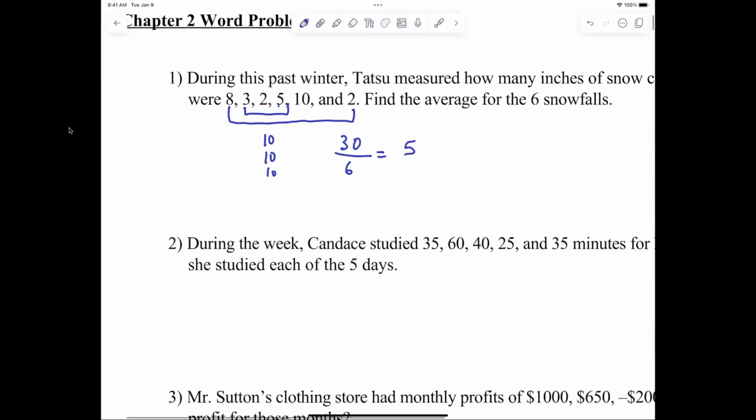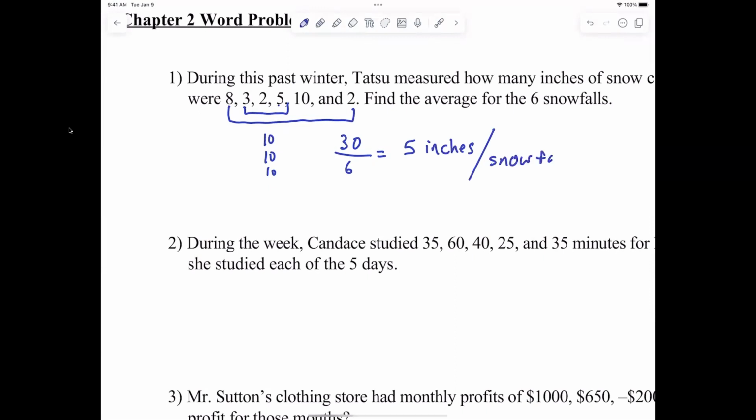Inches. Right? Now, we want to say 5 inches every snowfall or per snowfall. That's what that means. 5 inches per snowfall. That's what the average is. All right? Anybody got a problem with that?